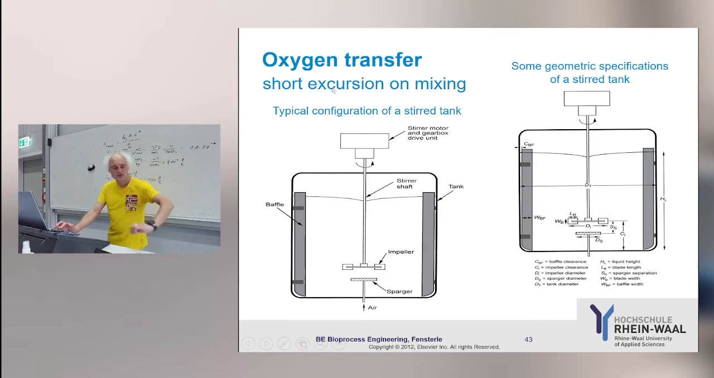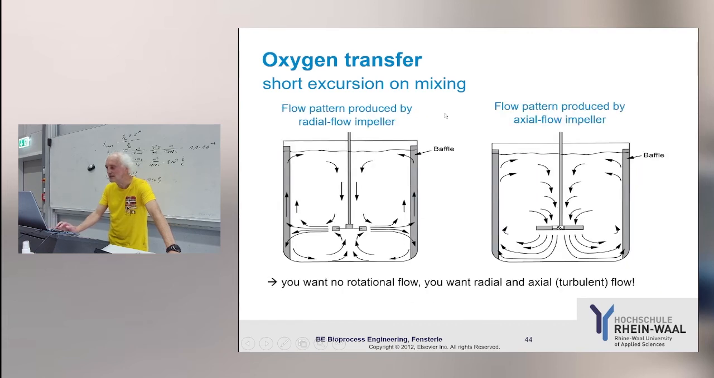Now, a short excursion on mixing. So this is how a stirred tank reactor looks in reality. And this is also how the reactor you worked with today looked. You have a motor on that, and you have an impeller. Usually these impellers look like that. You have the sparger below the impeller, and you have baffles. And then, of course, you have several design factors which go into that. So this is the geometry of the reactor.